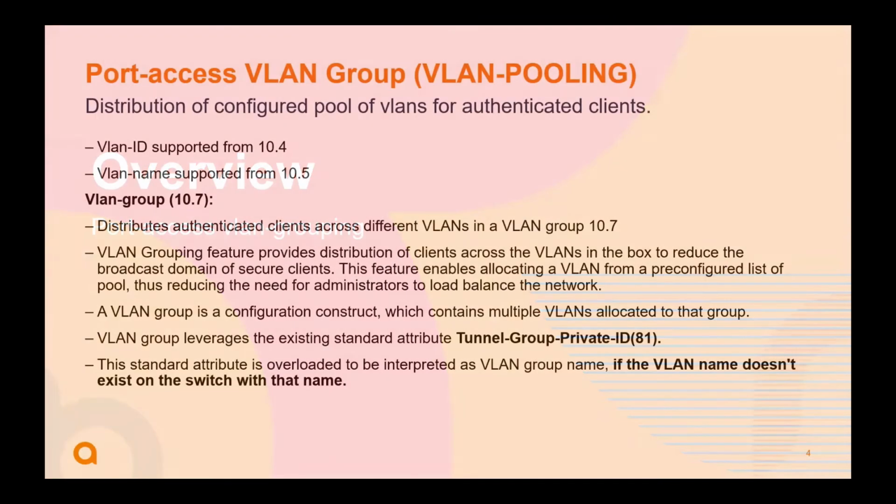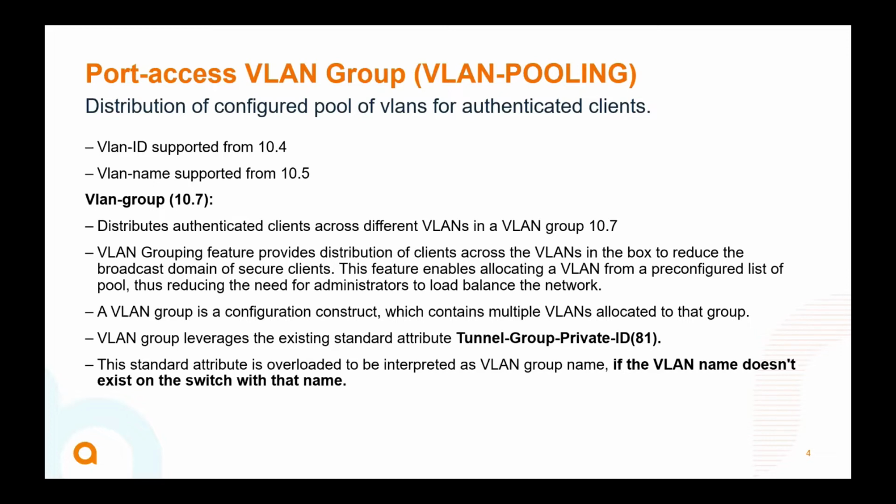I'll just provide a small overview and take you directly to the demo. VLAN grouping and VLAN pooling, the name itself suggests there is a pool of VLANs on the AOS-CX platform, and it will distribute those VLANs to the connected clients. That is the feature. What did we support prior to this? In 10.4, we had VLAN ID support. In the demo, we will see that also.